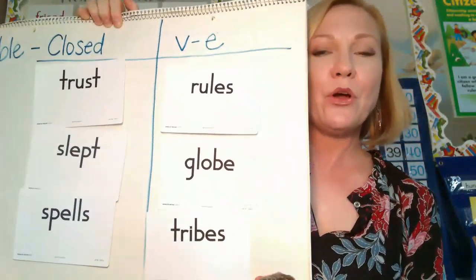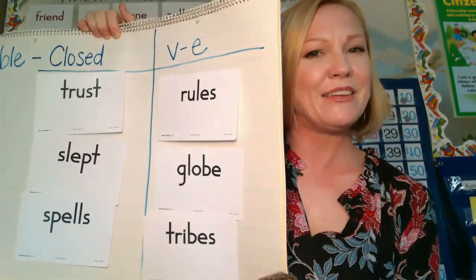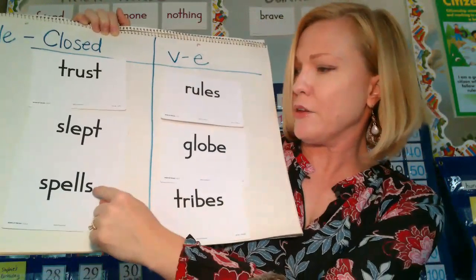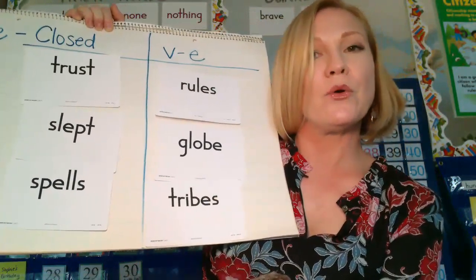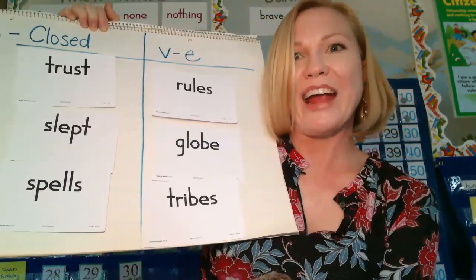So now you know the difference between closed syllable and V-E syllable words, but we can add an S to either one to show that there's more than one or that the action is happening right now.